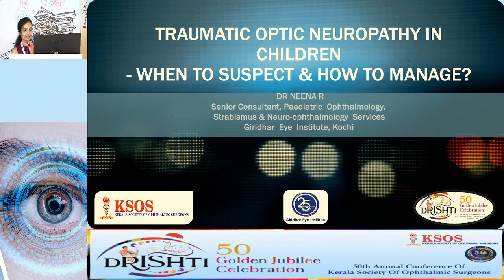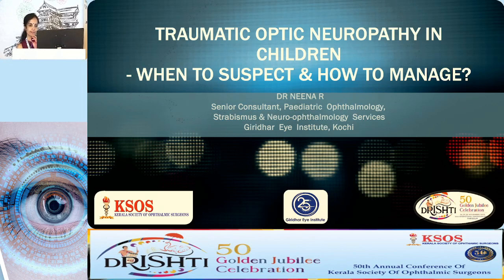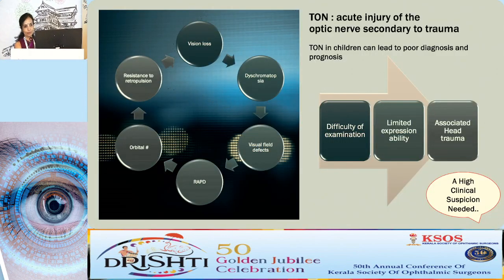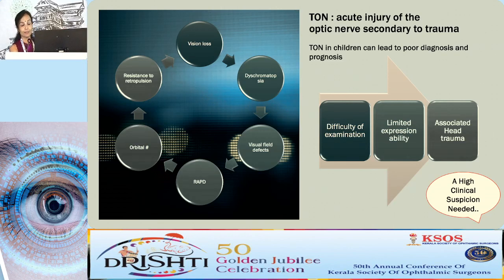Thank you, Lakshmi and KSOS for this opportunity. So I'm going to talk about traumatic optic neuropathy in children, when to suspect and how to manage. We know that traumatic optic neuropathy is an acute injury of the optic nerve secondary to trauma. Just like in adults, TON in children is an important cause of poor vision and has a poor visual prognosis if you don't pick it up early and intervene, because even if you intervene, some of them have a very bad prognosis.